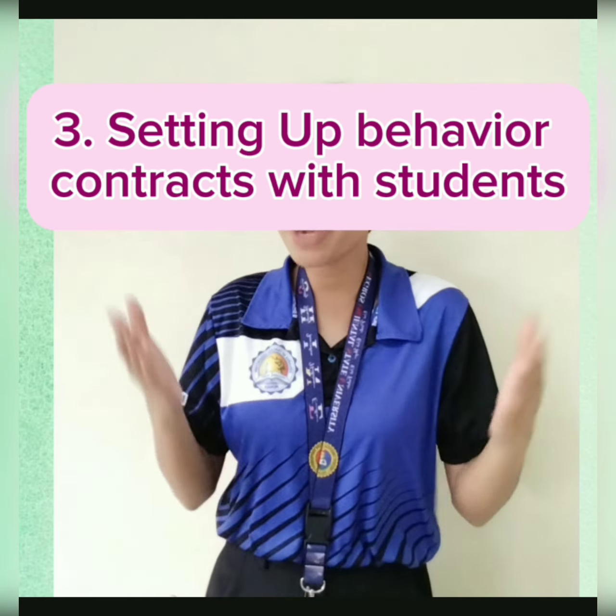A behavior contract is a written or verbal agreement between the teacher and the student about how the student should act. It promotes accountability since the student agrees to follow the rules, and it builds trust and cooperation.